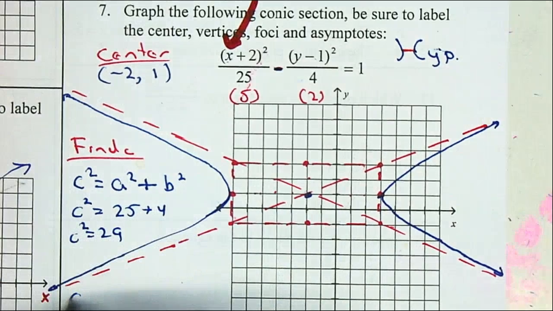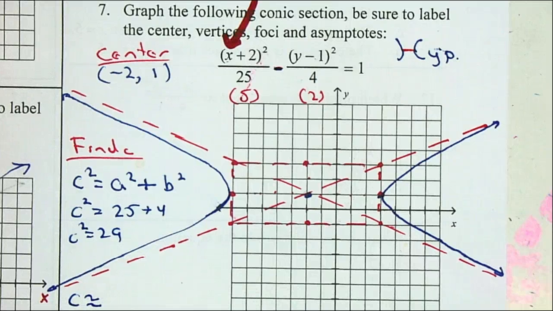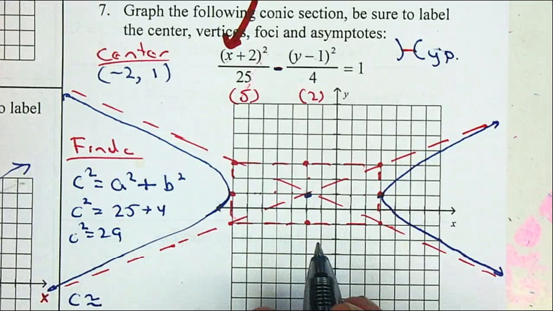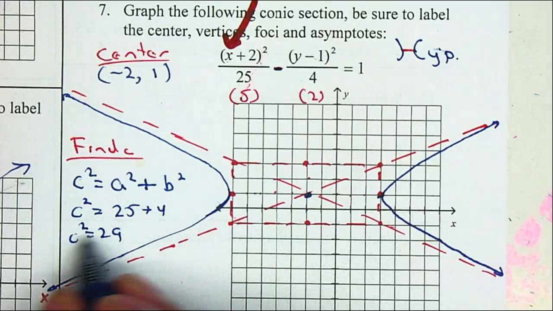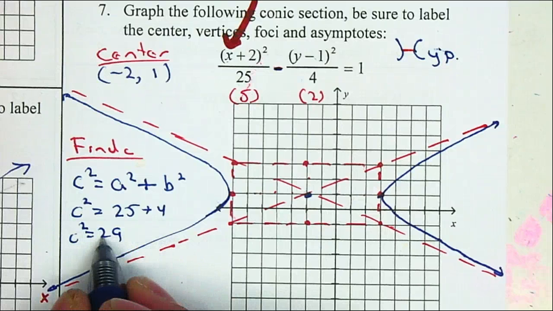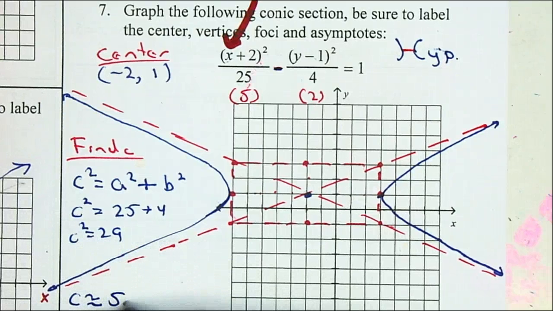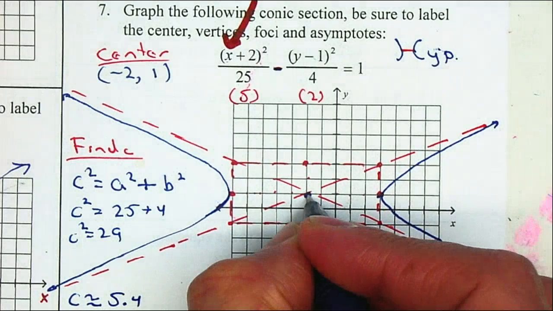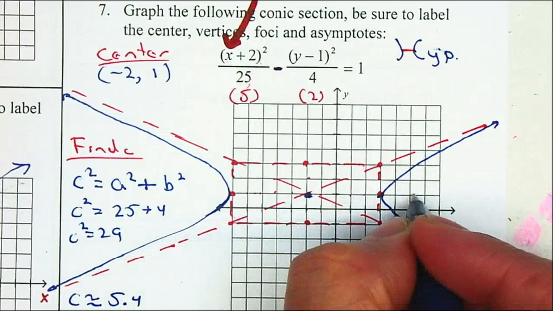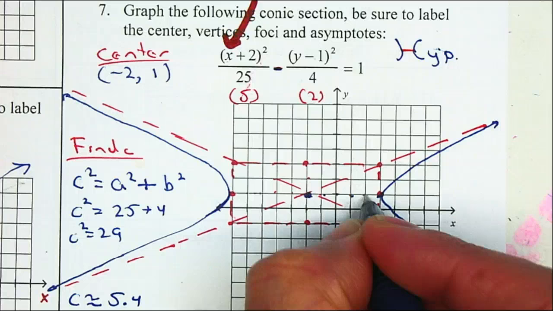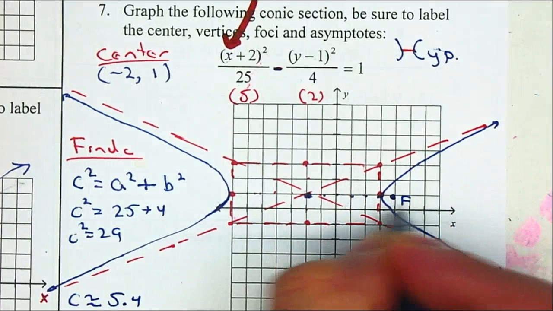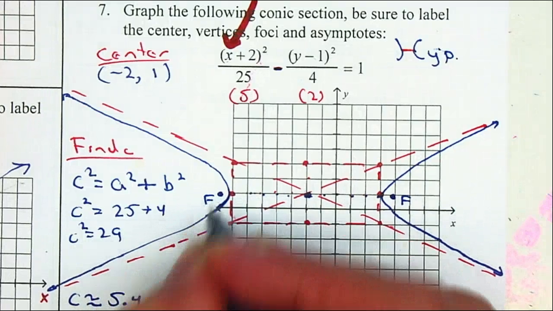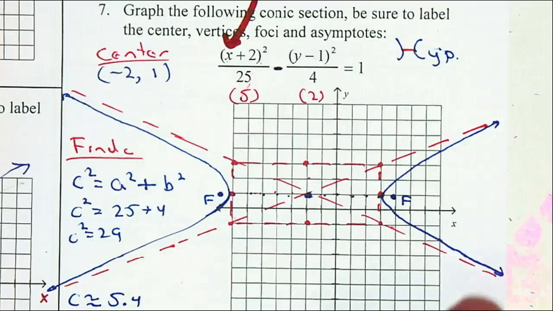So therefore C is approximately, let's see, 5 times 5 is 25, that's too small. 6 times 6 is 36, too big. So is 29 closer to 25 or to 36? It's a little closer to 25, so let's say 5.4. So therefore my focus is 5.4 units inside the hyperbola. So 1, 2, 3, 4, 5.4 and 1, 2, 3, 4, 5.4. Now there's one more thing that we need to do.